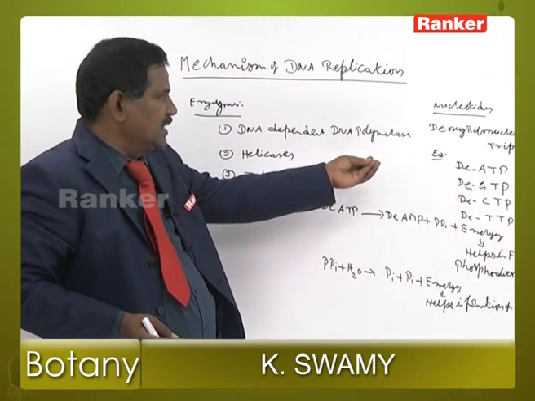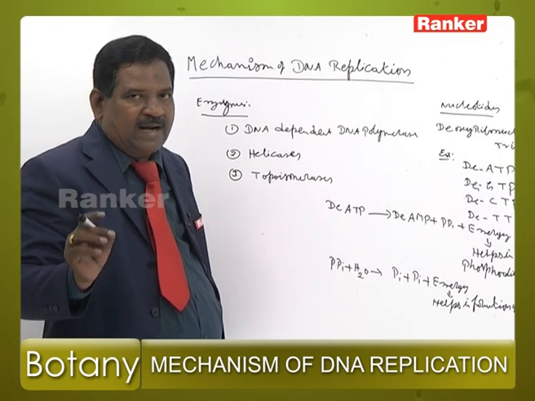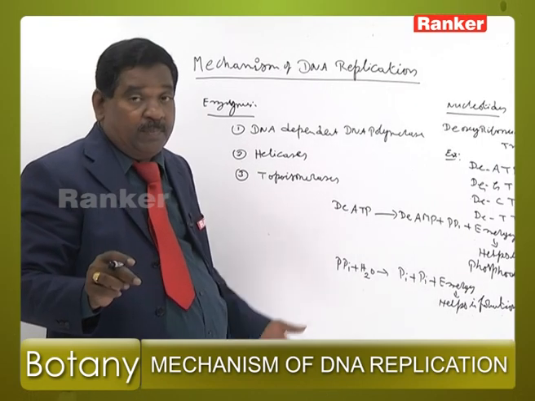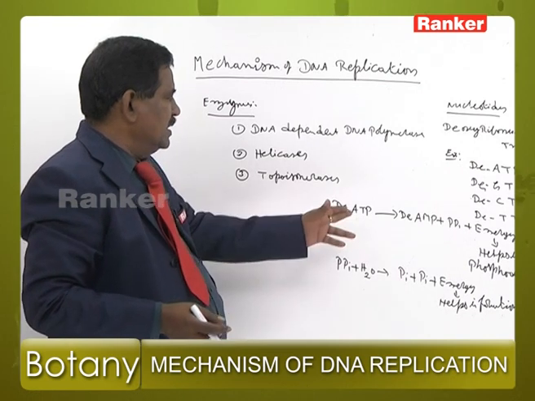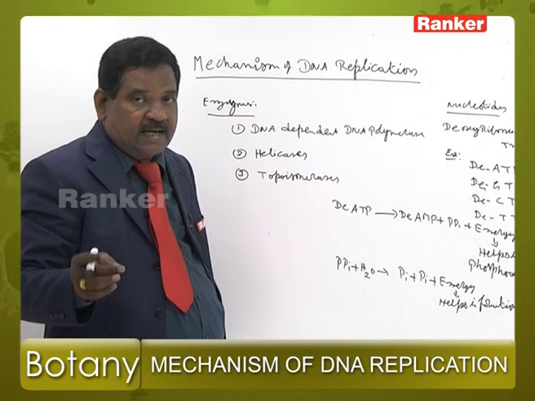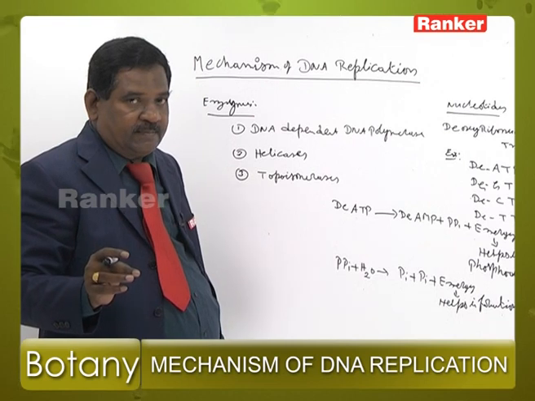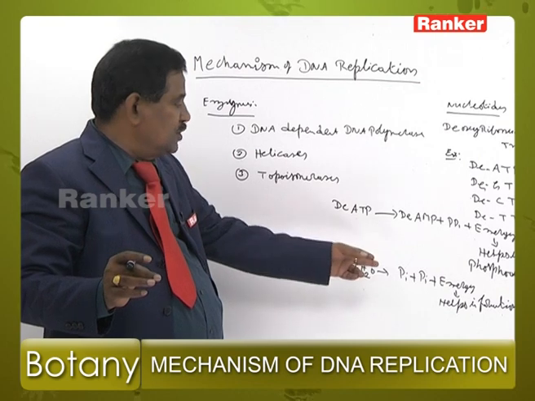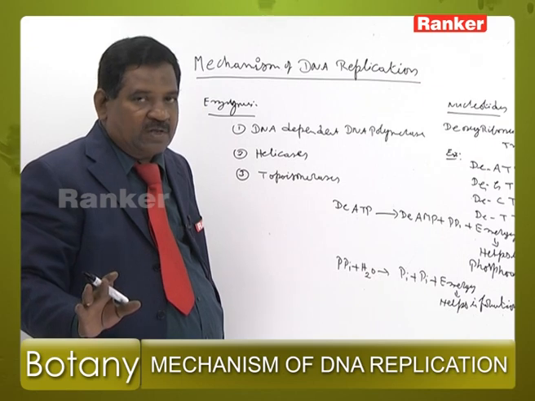So these deoxyribonucleoside triphosphates play a dual role. On one hand they act as substrate, on the other hand they provide energy for the formation of the bonds in the new DNA. First they hydrolyze into adenosine monophosphate and pyrophosphate, and energy is liberated. That energy helps in the formation of the phosphodiester bonds. Again, the pyrophosphate hydrolyzes and produces two inorganic phosphates and energy. That energy helps in the formation of hydrogen bonds.